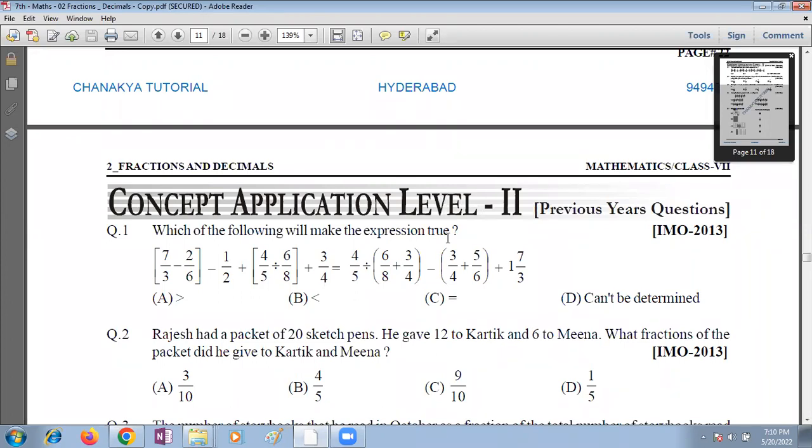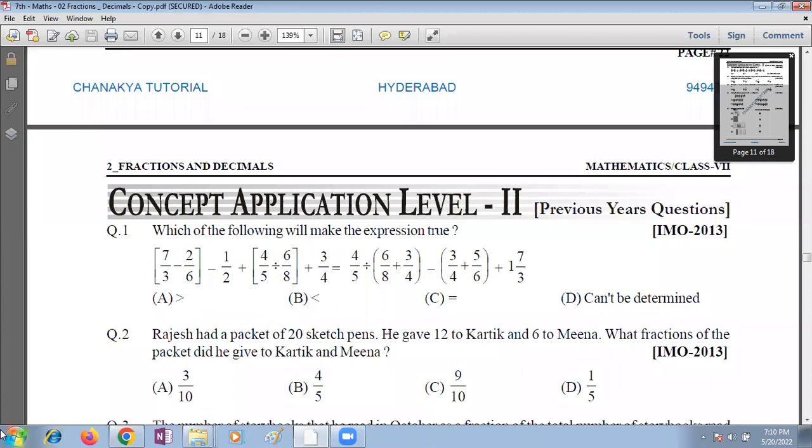Ma'am, the LCM of consecutive numbers will always be the product of them. Suppose 100 and 101. What is the LCM of 100 and 101? Are they consecutive numbers? Yes or no? Yes, ma'am.